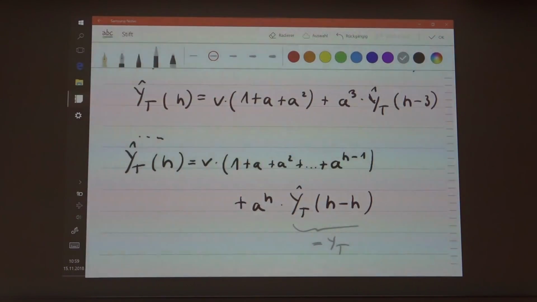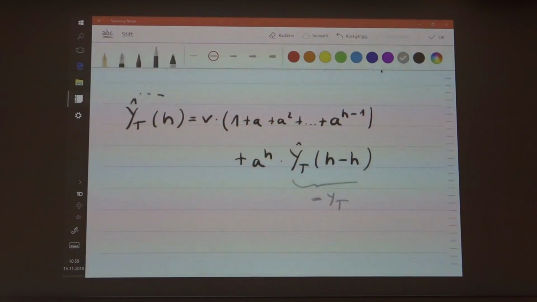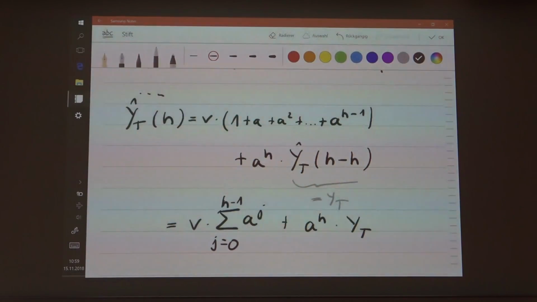Okay, so you could simplify this formula. What I'm doing here is the formula for the geometric series, guys. Let's say the sum starting at j equals 0 till h minus 1 of a to the power of j, and then that expression, which is a to the power of h times y_t. So this is just simplifying it.